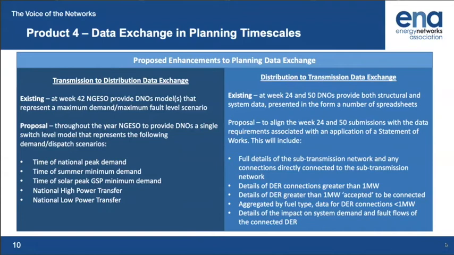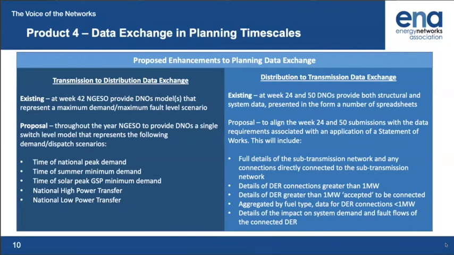So we'd have a model that represents, and this is in addition to the maximum fault level scenario, the transmission system at the time of national peak, at the time of summer minimum, at the time of solar peak, GSP minimum demand, and then there would be a further 2 models that would represent a high power flow north to south and a low power flow scenario on the transmission system.